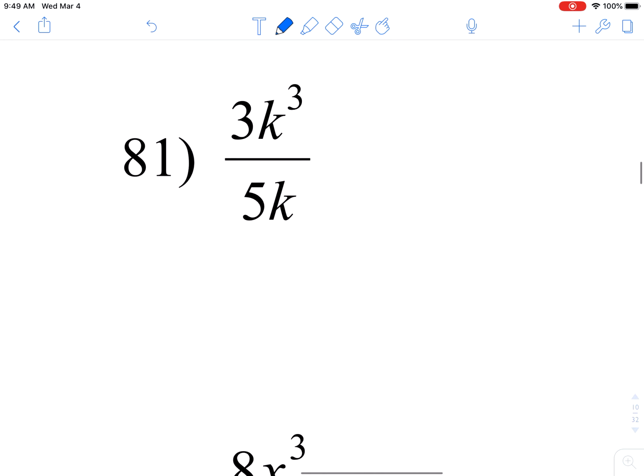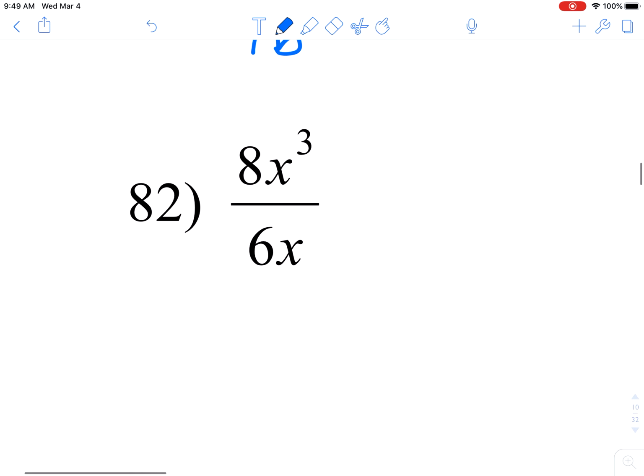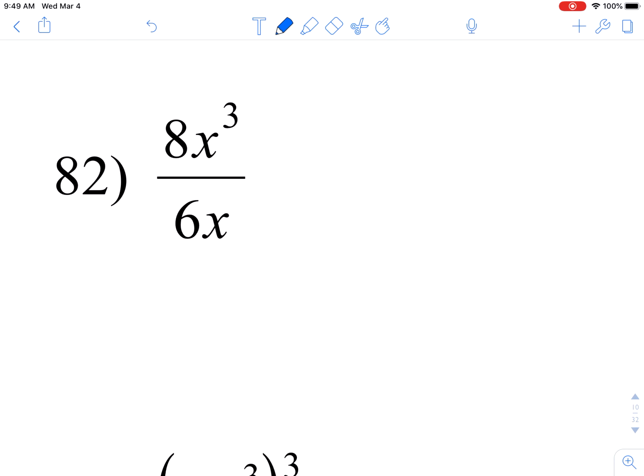Number 81, again, the same thing. I cannot divide 3 by 5. So k, this is a 1. We're going to move it to the top and subtract 1 from up here. So k is going to stay on the top. It's going to become k to the second. Again, that's called the quotient rule. Let's take a look at number 82. Same thing. I can't divide 8 by 6, but here is something interesting. I can reduce this to where it is 4 over 3.